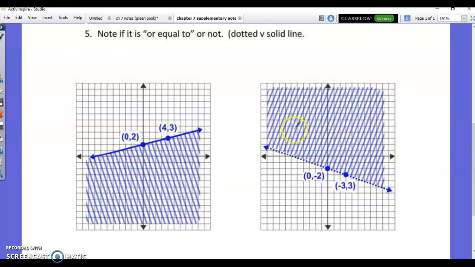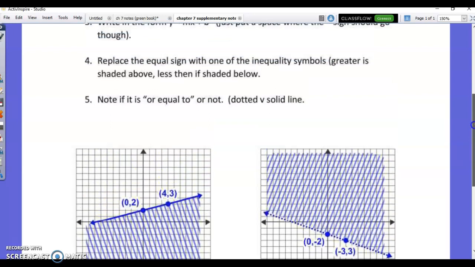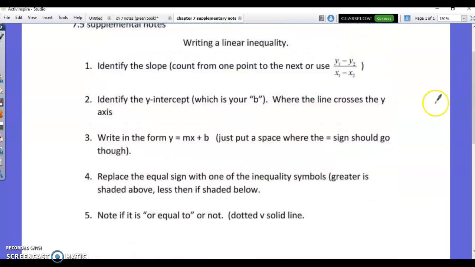So if I give you the graph, can you write the equation, or the inequality, I mean? These are the steps that take you through that. So you identify the slope, so you can either count or you can use your slope formula given 2 points. Then you have to identify your b. Once you do that, you can pretty much write your inequality. And then you have to figure out what the symbol is going to look like.